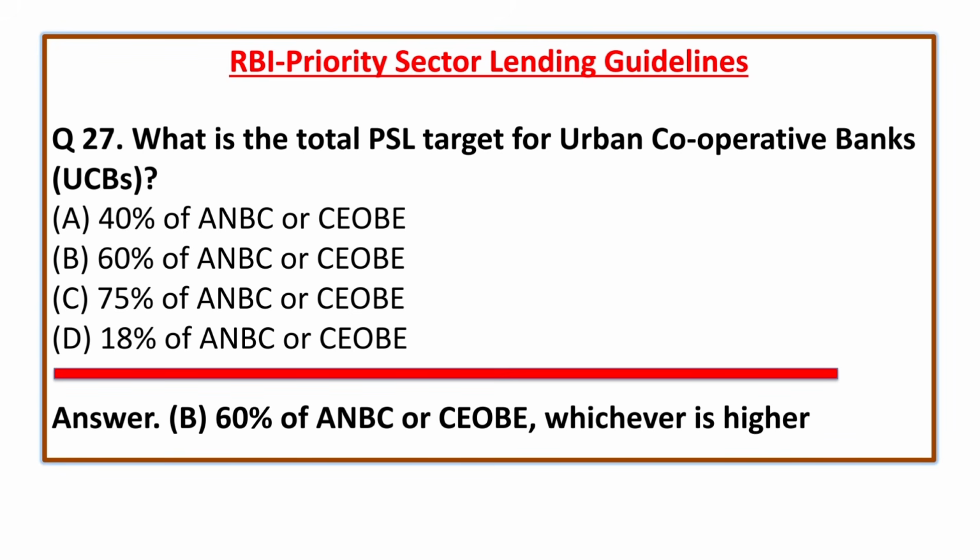Question 27. What is the total PSL target for urban cooperative banks, UCBs? A. 40% of ANBC or CEOBE. B. 60% of ANBC or CEOBE. C. 75% of ANBC or CEOBE. D. 18% of ANBC or CEOBE. Answer B. 60% of ANBC or CEOBE, whichever is higher.